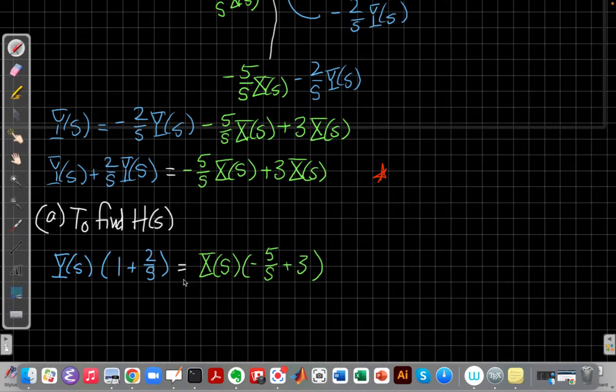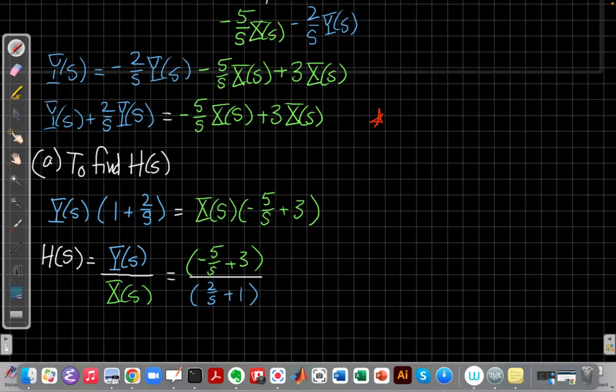Okay, so I've got y and x factored out, and then my next step is, remember, h is equal to y of s over x of s. So when I cross divide, I divide both sides by x of s and 1 plus 2 over s, I'm left with y over x of s on the left-hand side, and minus 5 over s plus 3 divided by 2 over s plus 1 on the right-hand side. So there's my system function. If I wanted h of s, I would go on from here.